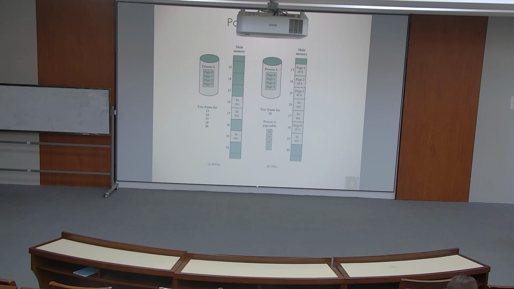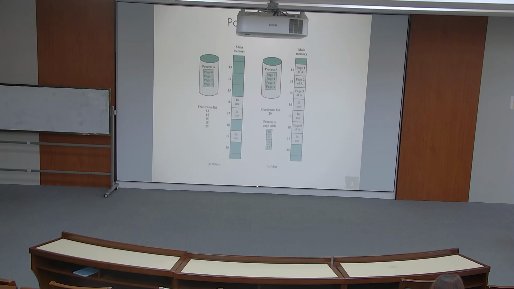Whenever a process is loaded into the main memory, a page table is created. Now, if this process A is loaded into the main memory, we have a page table A, which is created to hold the mappings between the pages and the frames.